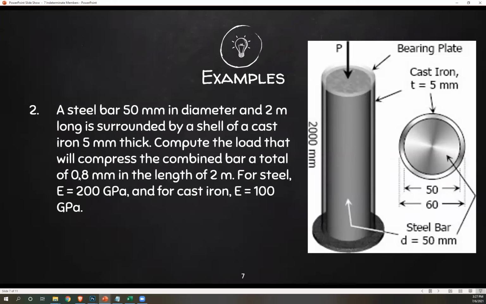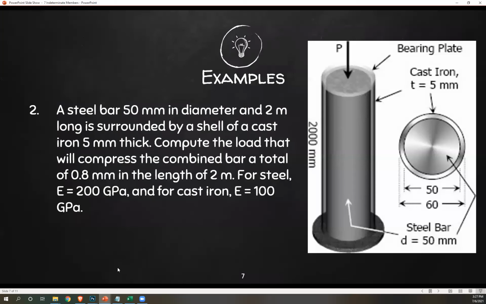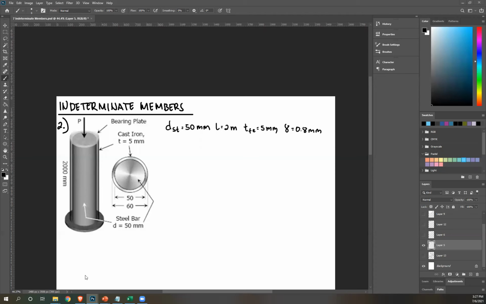And then this is our deformation, 0.8 millimeters. So total deformation, 0.8 millimeters. Again, they're both 2 meters. And then lastly, 200 and 100. And then E of iron, again, let's call that Fe, 100 GPa. Okay, so that's all you're given. Next step, create a free body diagram of what's happening to use your equilibrium equations.